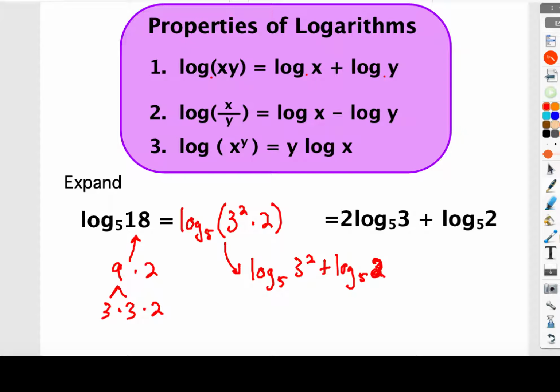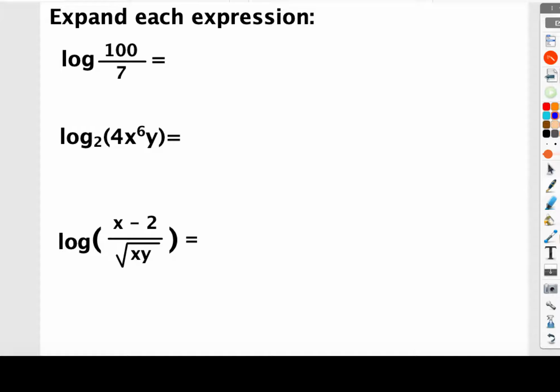And then remember that exponent rule. If there's an exponent inside a logarithm, we can move it down in front, which is basically where we get this 2 log base 5 of 3 plus log base 5 of 2. So again, that's how we can expand those things out. So let's try a couple more here. Now, you don't necessarily always have to expand them completely out, but it does help to simplify sometimes.